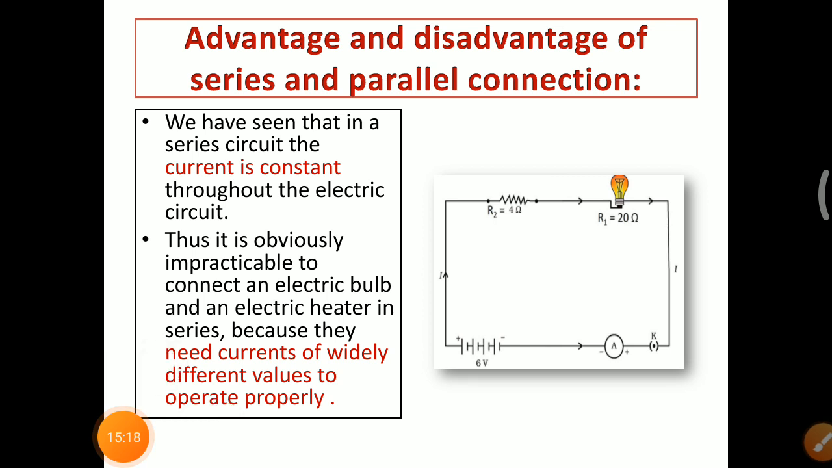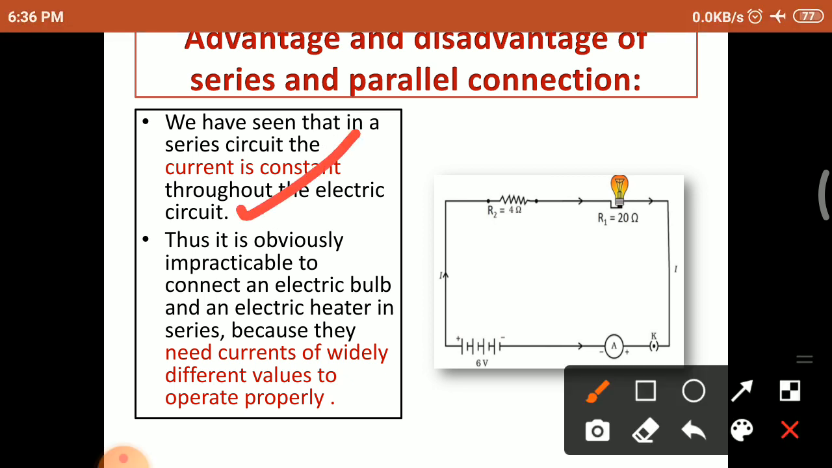So what are the advantages and disadvantages of series and parallel connection? We have seen that in a series circuit, the current is constant throughout the electric circuit. This is learned from the activity in the last class. In a series combination, the current is the same.